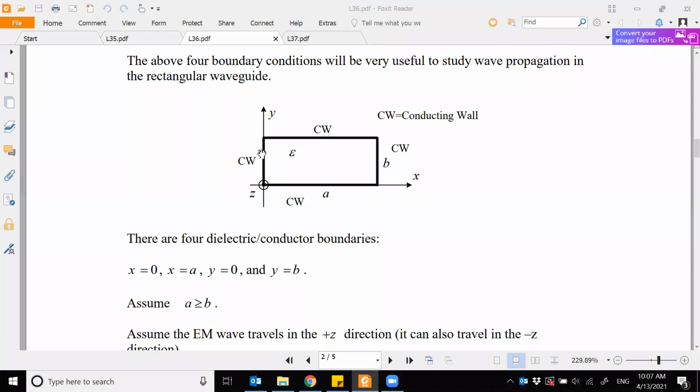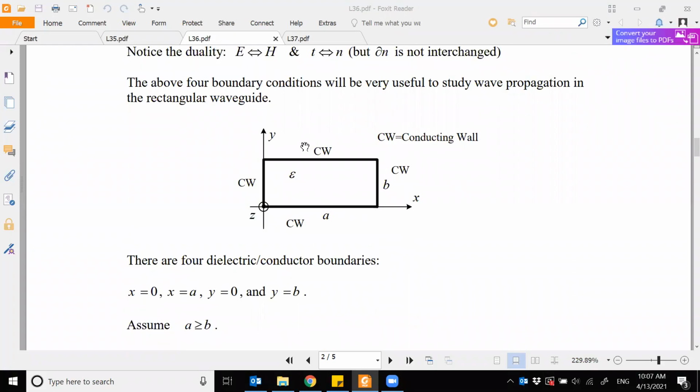This is just for you to get a flavor of how the wave equations are solved, because in our previous case, we solved it only in one dimension, but here now you will have 3 dimensions. So how do you solve it? Just to get a flavor of that.